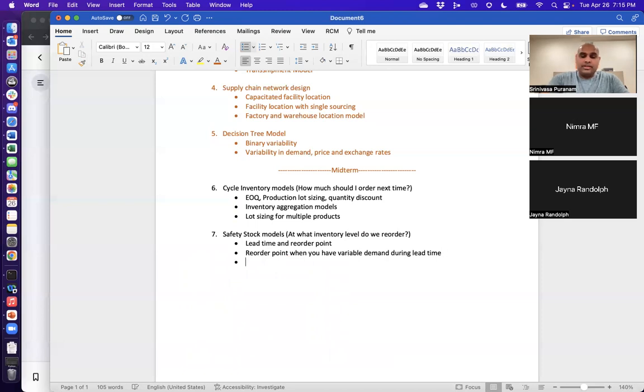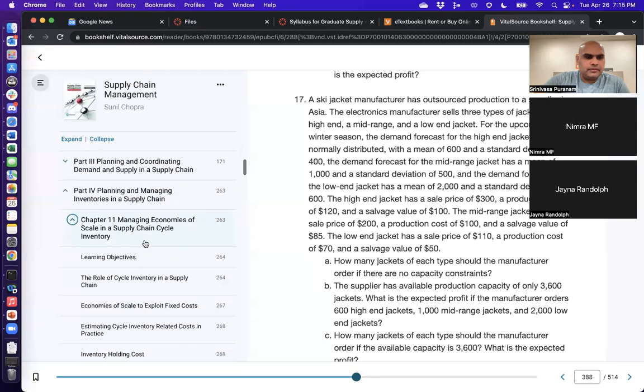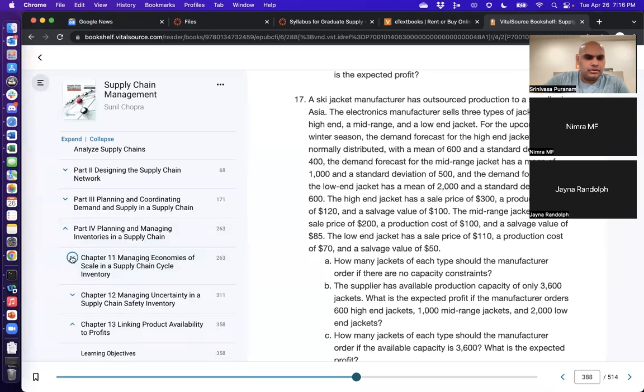And then you also look at cases where lead time itself is variable. You have models where the lead time is fixed, but demand is variable. Then you have models where demand and lead time are both variable. Let's move on to chapter 12.